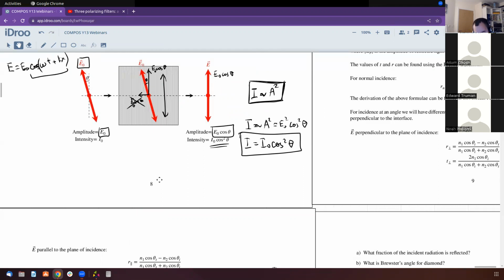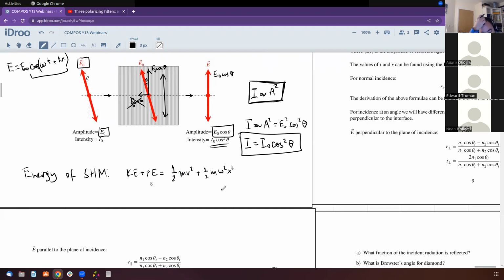If you remember the energy in simple harmonic motion, the energy of simple harmonic motion is equal to the kinetic energy plus the potential energy. The kinetic energy was 1/2 mv squared, and the potential energy was 1/2 m omega squared x squared.